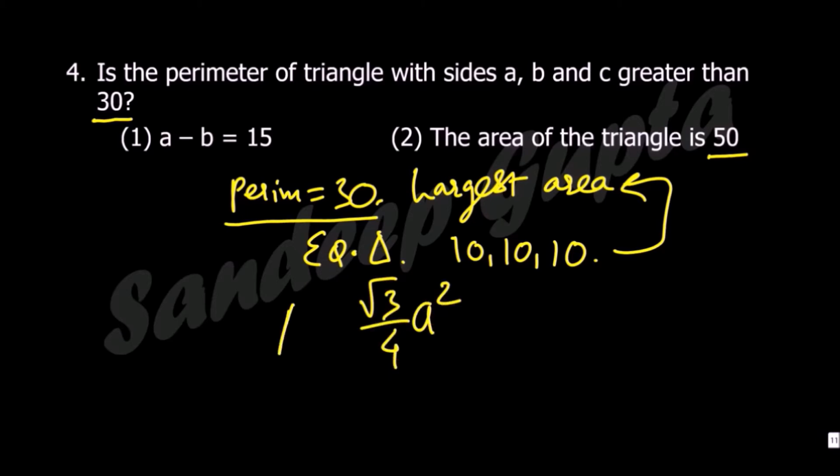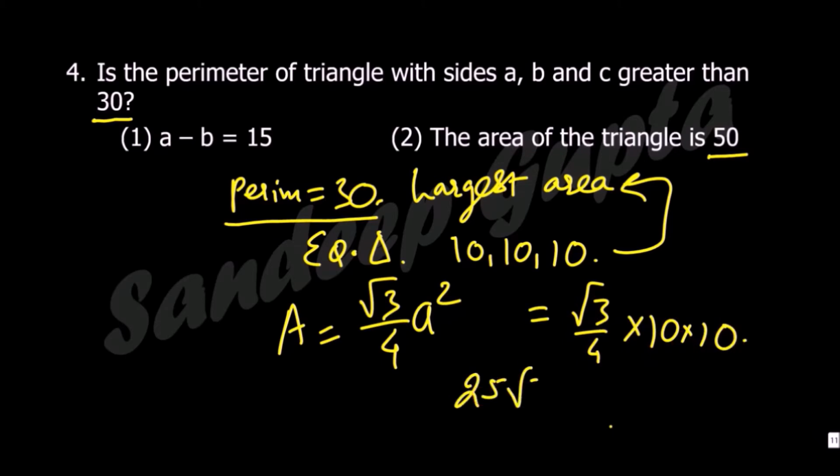Even if you have forgotten, it is okay. Later you will learn it in our classes in extreme detail. So this will be root 3 by 4 into 10 into 10. 100 divided by 4 is 25. 25 into root 3. Even if you don't know the exact value of root 3, you know that root 3 is less than 2. So this value is less than 50. If you want to calculate, root 3 is 1.732. This will come to around 43.